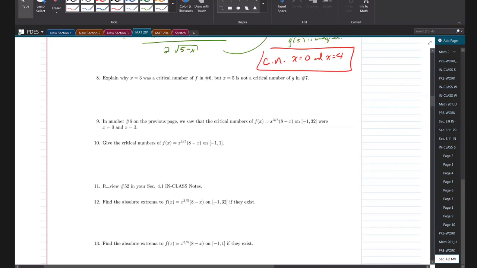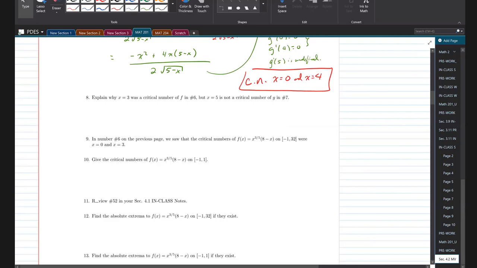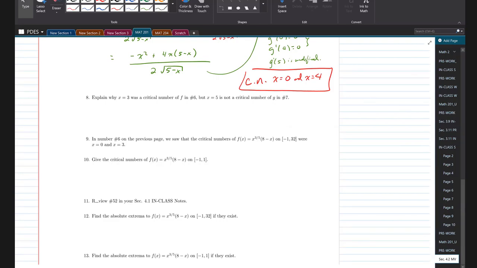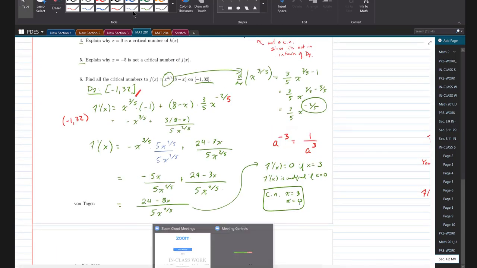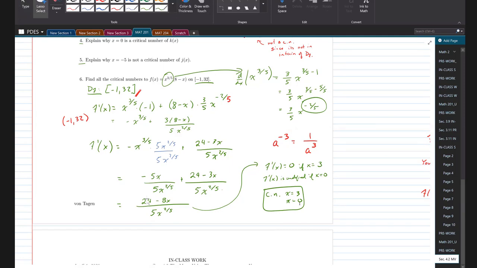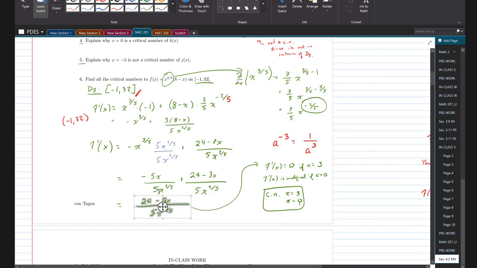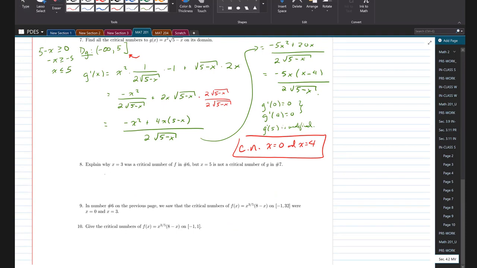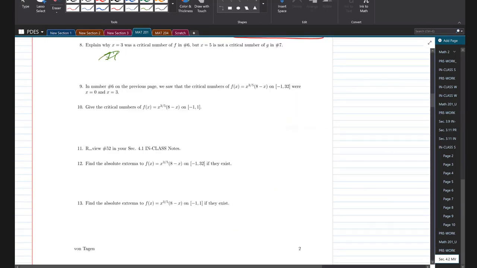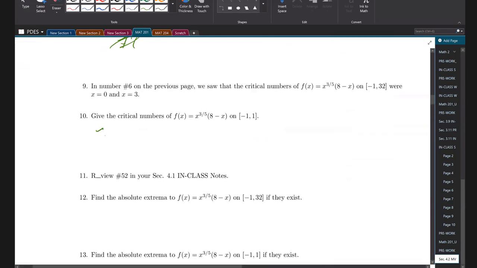This is getting old. But we've done all the hard work that I'm asking you to do. Number 10 says find the critical numbers of f on this particular interval. Well, we already found the derivative of that function, so let me go grab that here. We said that f prime of x was this. And let's just recap.